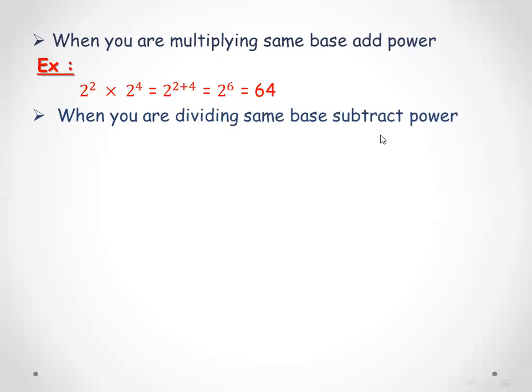When you're dividing the same base, subtract the powers. For example, 8 to the power 4 divided by 8 to the power 2. I have the same base, 8. Put 8 as your base, subtract the powers, 4 minus 2 equals 2. So I have 8 power 2. The answer is 64.